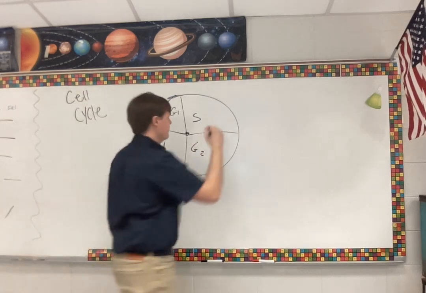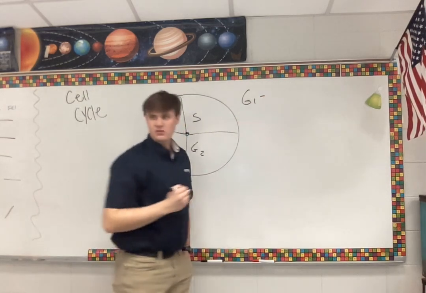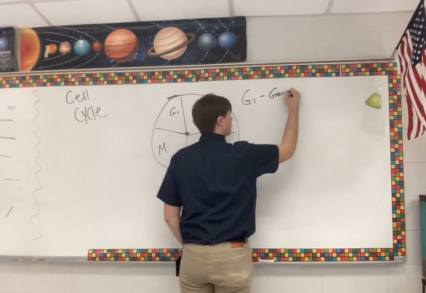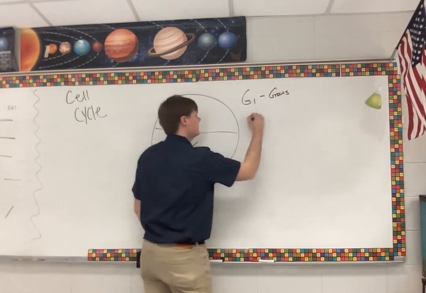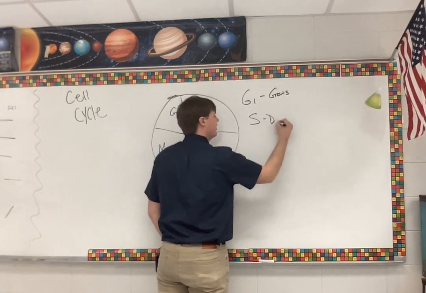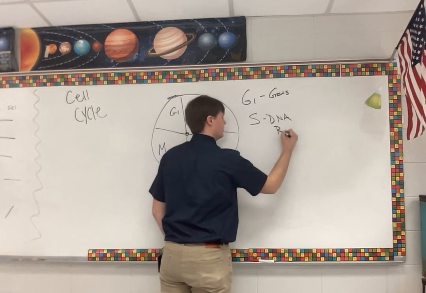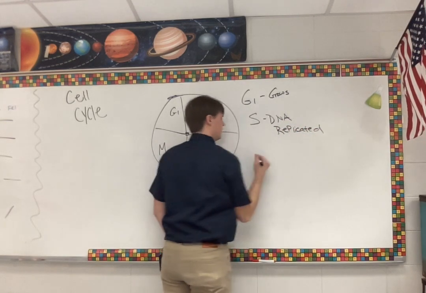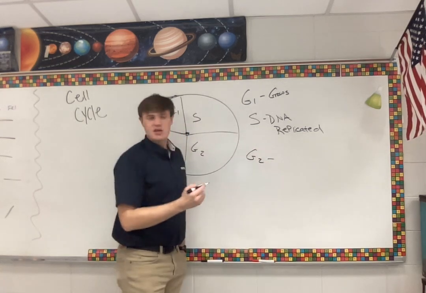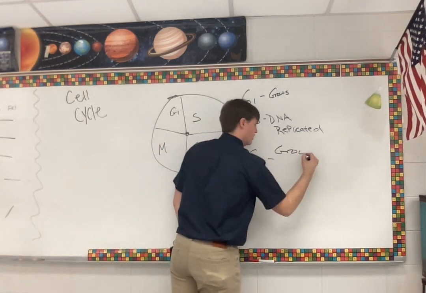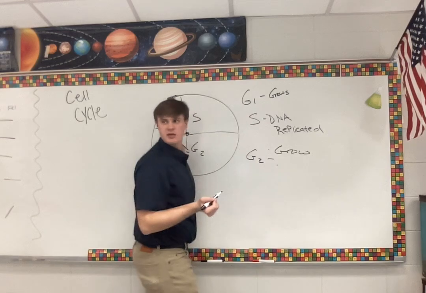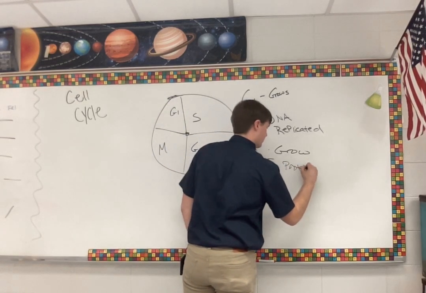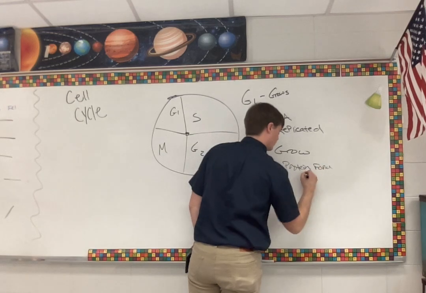So in the G1 phase, the cell grows and develops. In the S phase, the DNA is replicated. In the G2 phase, the cell continues to grow, but there are also proteins that form to help in the replication process. So proteins form for replication.